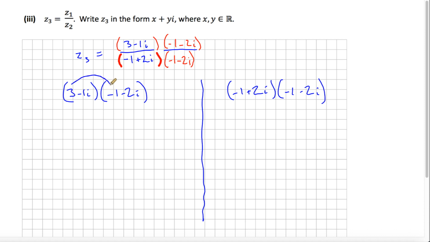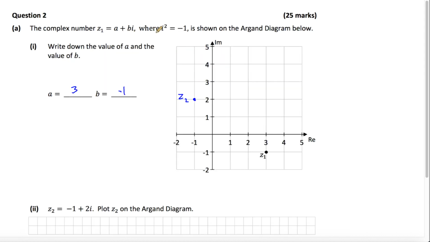Okay, so 3 by -1 is -3. 3 times -2i is -6i. And then -1i by -1 is plus 1i. Careful there. And -1i by -2i is plus 2i squared. Okay, so now we're going to try and tidy up. Remember, you're going to combine the i's and you're going to change the i squared to -1. Remember, the question started by saying i squared is -1. So anywhere you see i squared, we always change that.